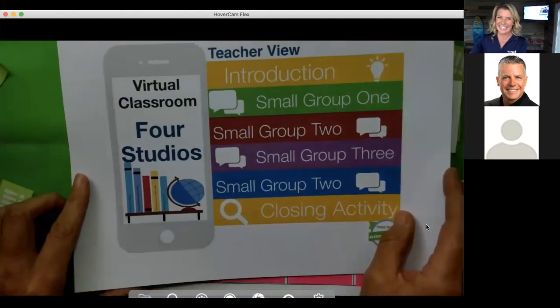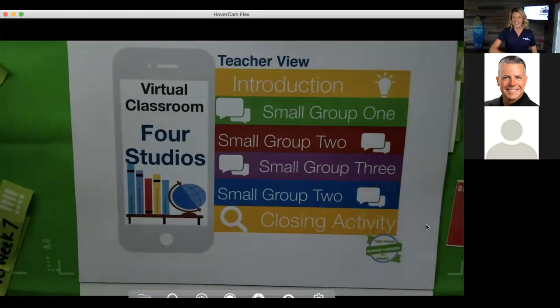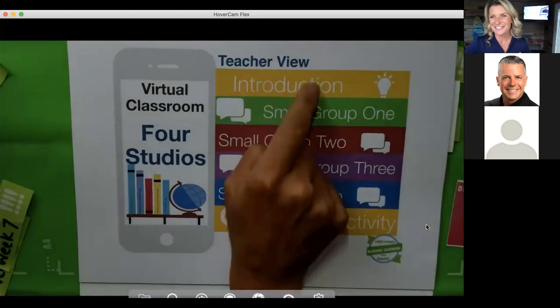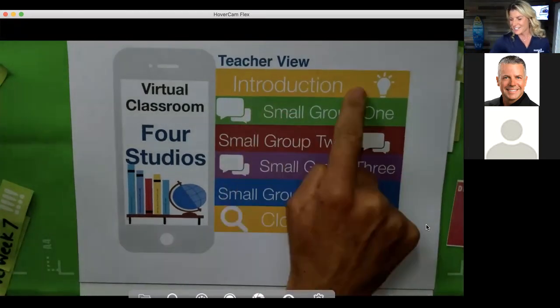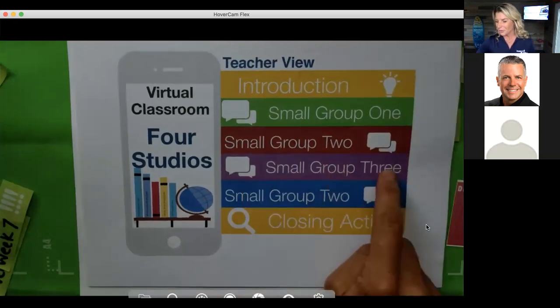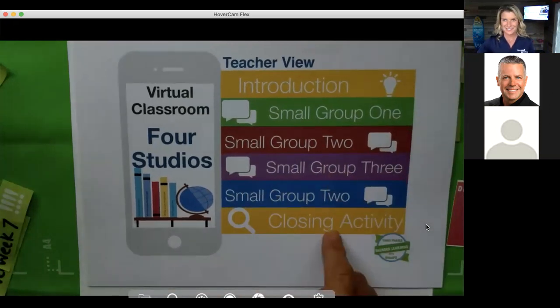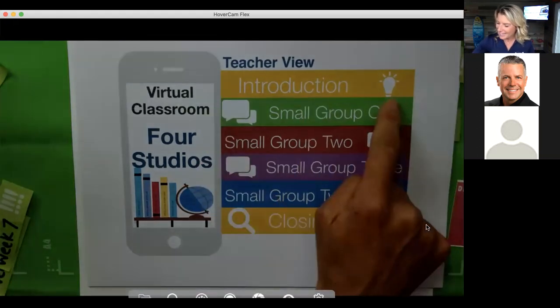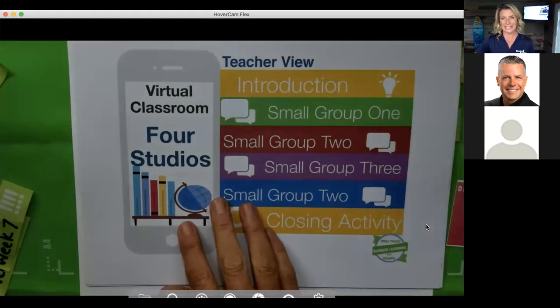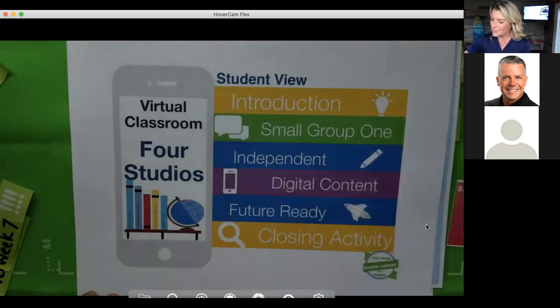We're going to do the teacher review for 4 studios. We're going to do introduction, small group, small group, small group, small group, closing activity in 50 minutes. We got this, right? So we're going to be doing the same thing, but now we're just going to be breaking it up. What does it look like from the student view?